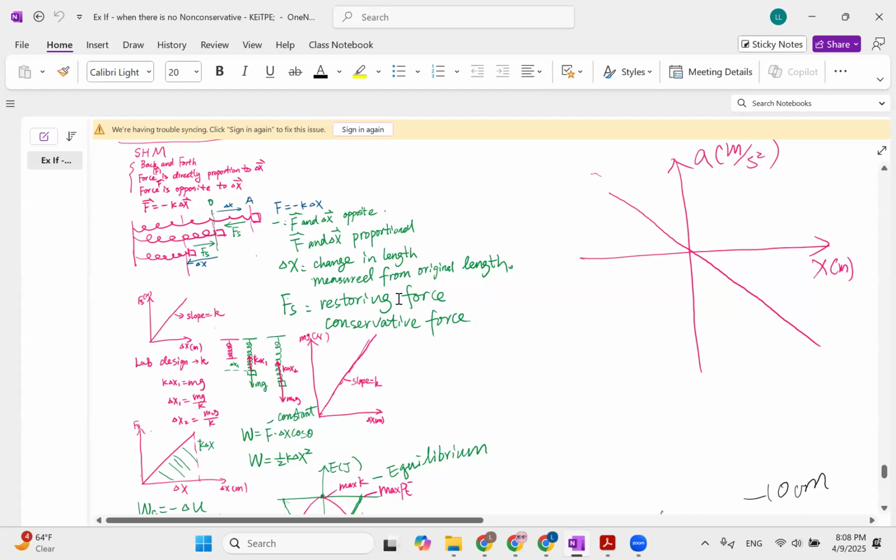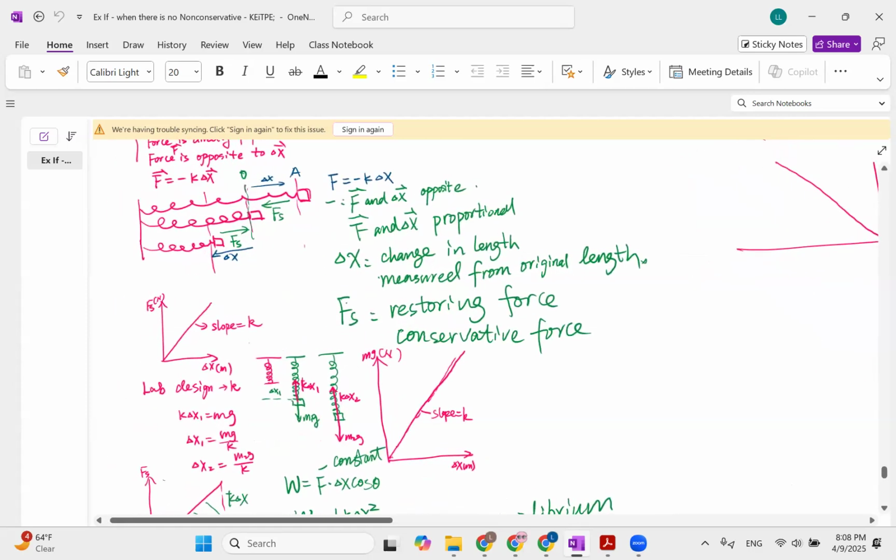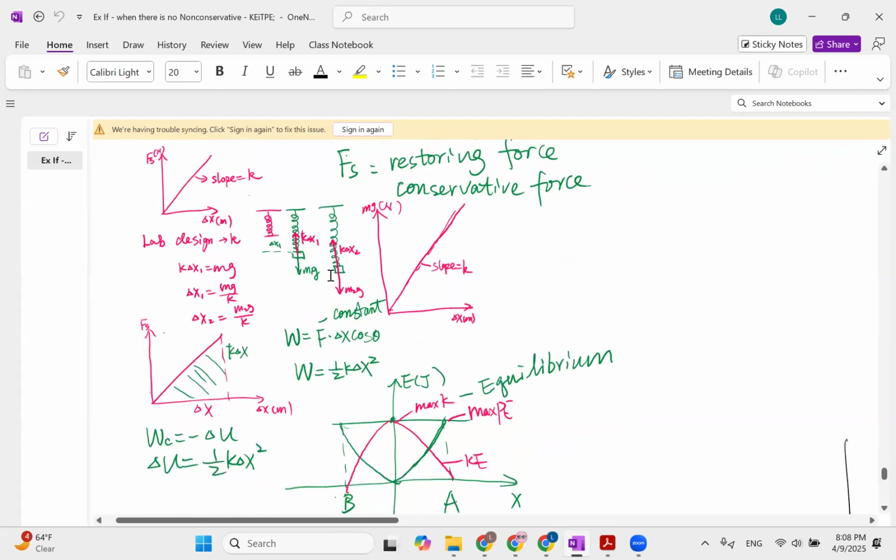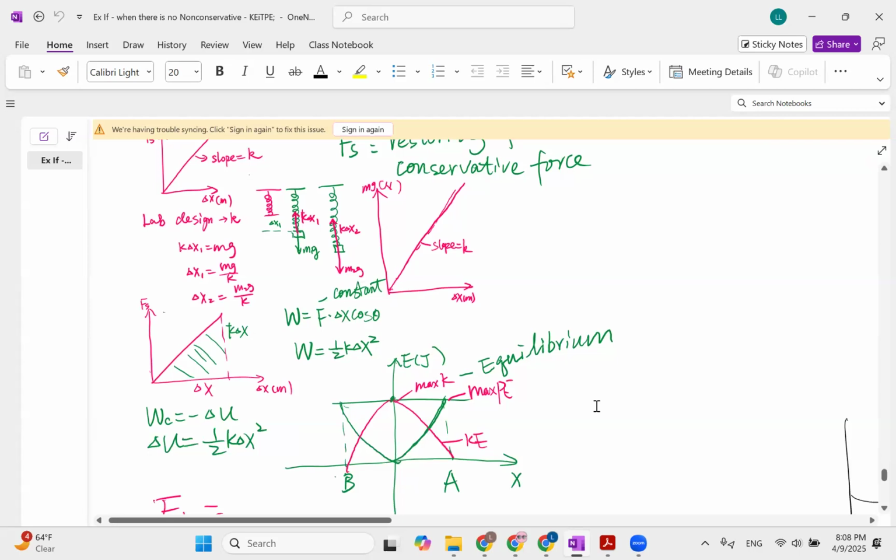And from this equation, delta x, remember, always is the change in length measured from the original length, right? And F here is the restoring force, restoring to the original length, right? So remember, it always points to the center. That's why we call it restoring force. And over here, normally you may see this kind of lab design question, right?